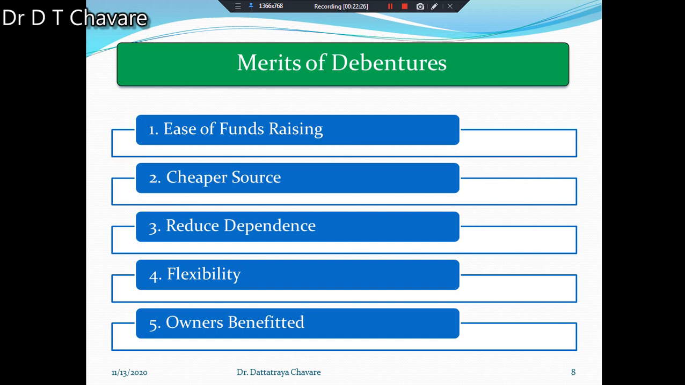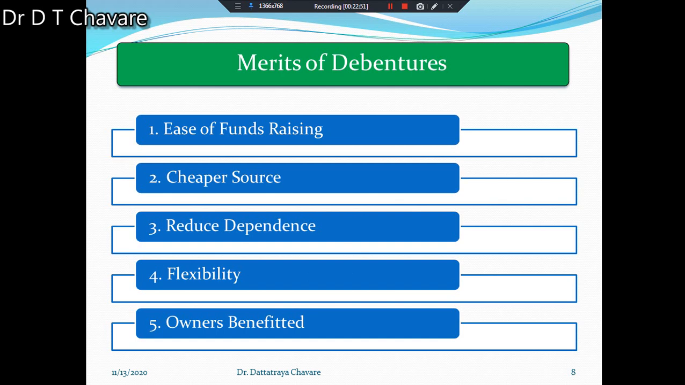The next merit I have mentioned there is reduced dependence. The issue of debentures reduces the dependence of the company on uncertain sources of finance, such as public deposits and loans from banks and financial institutions. It means that such dependency is reduced, and this is also a merit of debentures.